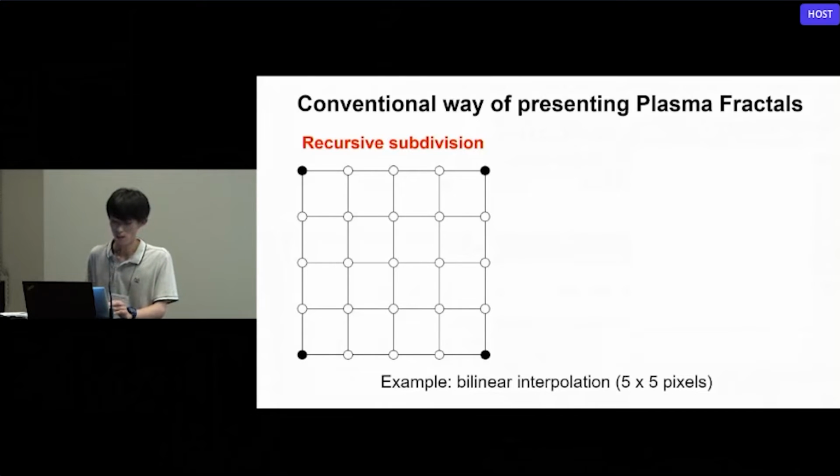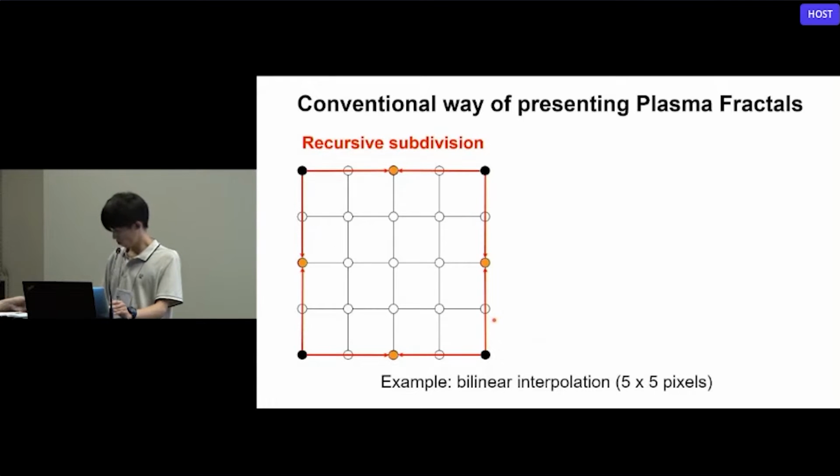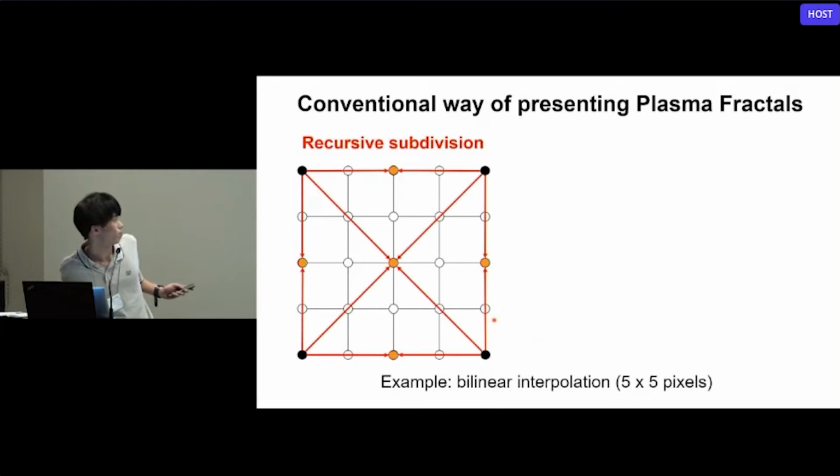In this algorithm, we start with an initially empty image of pixels. We seed the four corners, and the circles colored black show the pixels that are seeded. Then the midpoint along each side is filled with the average of the two closest corners plus random noise. And then the center pixel is determined by the average of four corners plus random noise.